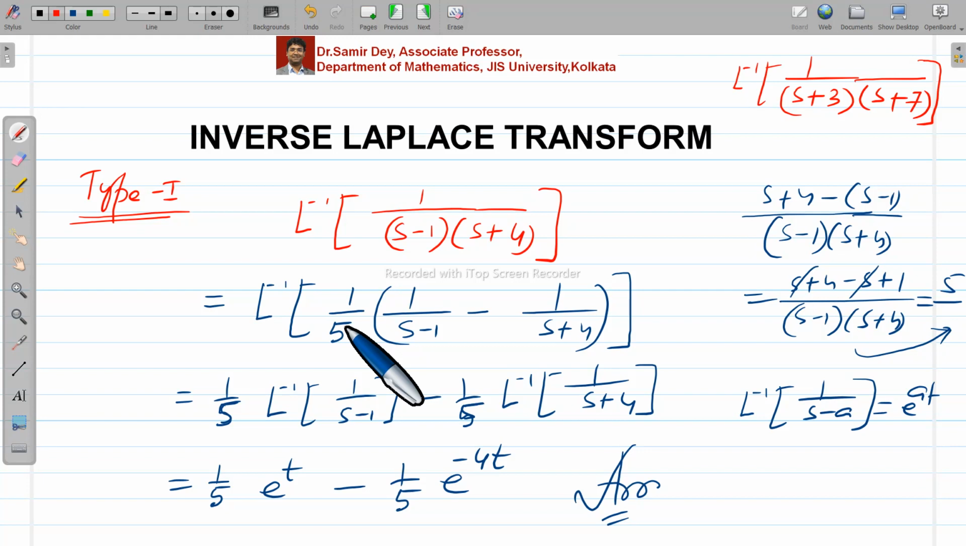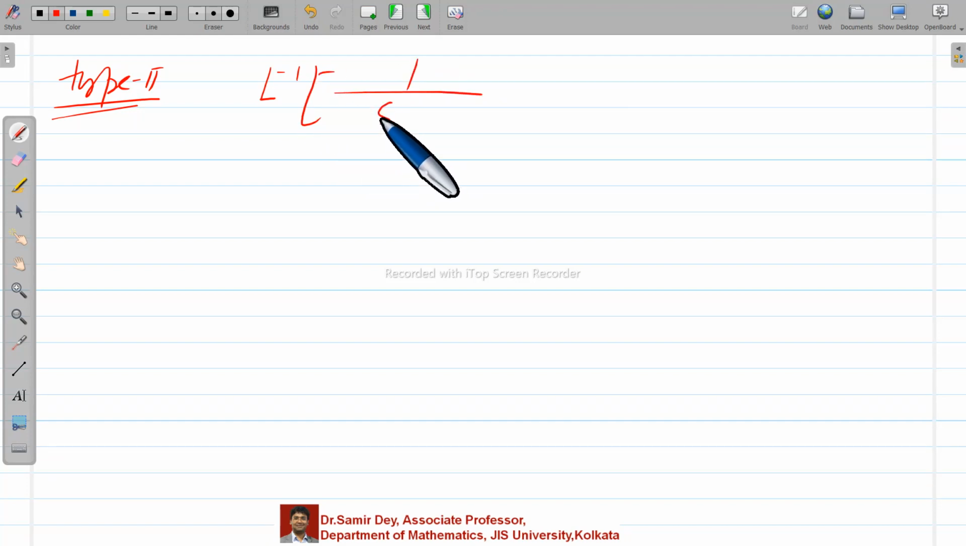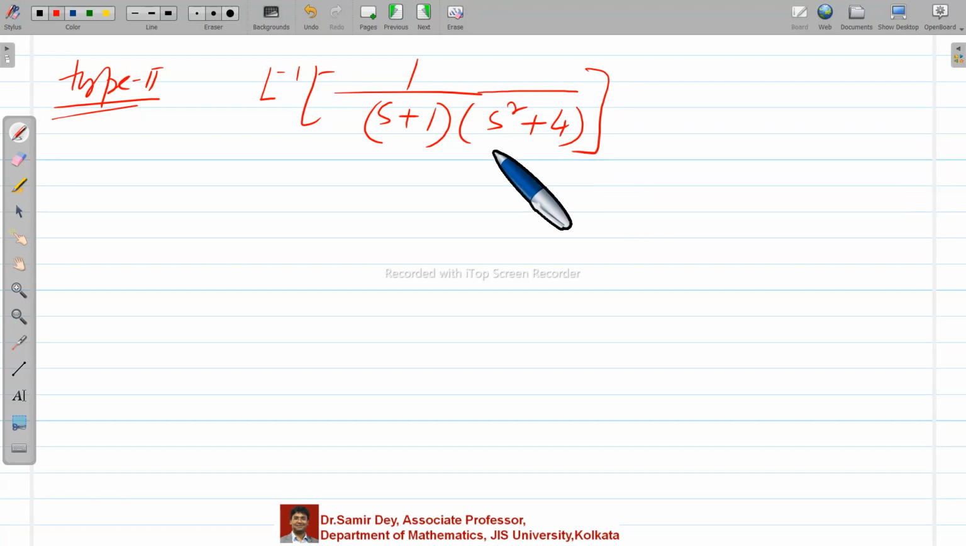Okay. Now type 2. Listen carefully. Suppose you have a question like this: L inverse of 1 by (s plus 1)(s square plus 4). From here it is clear that in the first type you had two linear factors, but in this problem one is linear and the other is quadratic, correct? Now try to understand how to separate this and how to solve it.